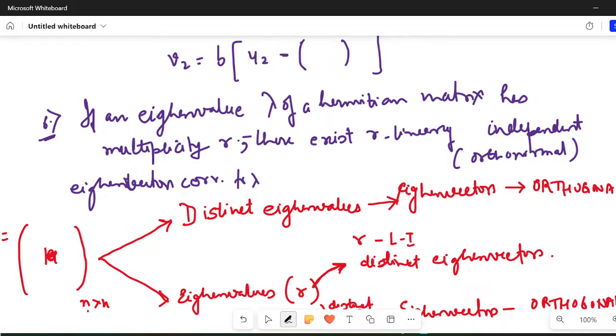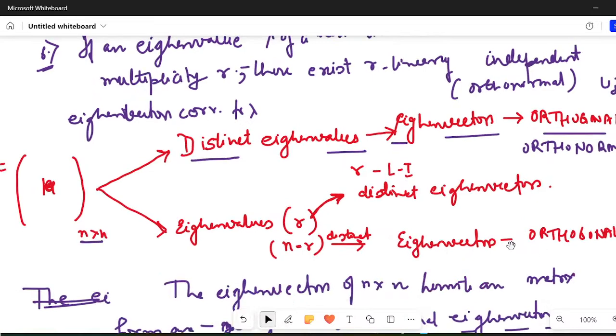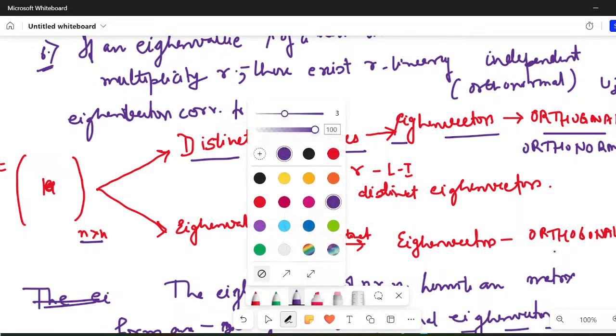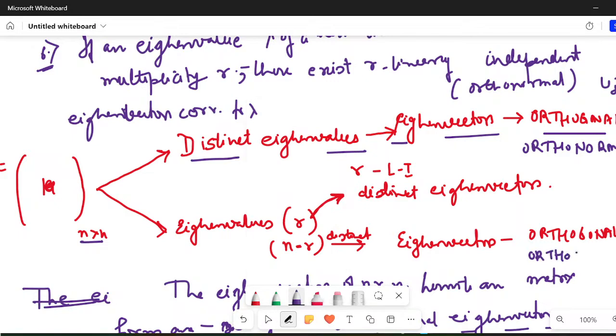So I wrote that even if the eigenvalues are distinct, the corresponding eigenvectors will also be orthonormal. Orthogonal means what? U1 dagger U2 would be equal to 0. And what is orthonormal? Additionally, U1 dagger U1 is also 1, and U2 dagger U2 is also 1. So instead of orthogonal I can write orthonormal. That is something I'm going to show you by examples also.